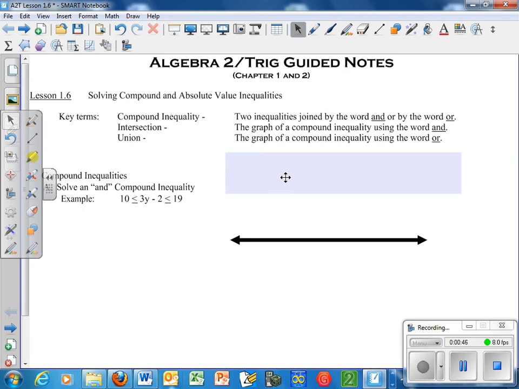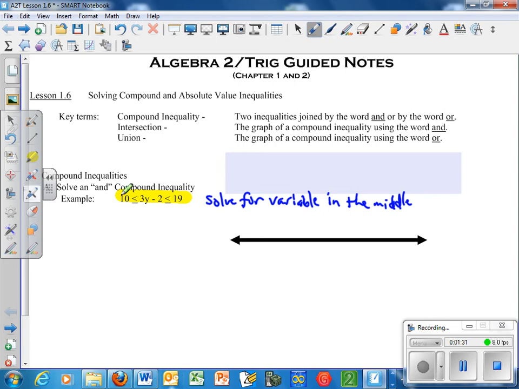Now notice you don't see the word and written in there, but you have three parts to this inequality. You've got 10 on the left, less than or equal to 3y minus 2, and then less than or equal to 19, which really says 10 is less than or equal to 3y minus 2, and 3y minus 2 is less than or equal to 19. What you need to do is solve for the variable, which in this case is y, in the middle. You want to get the variable alone.